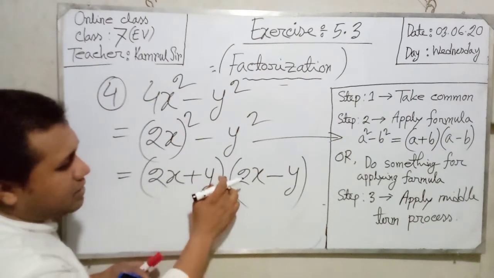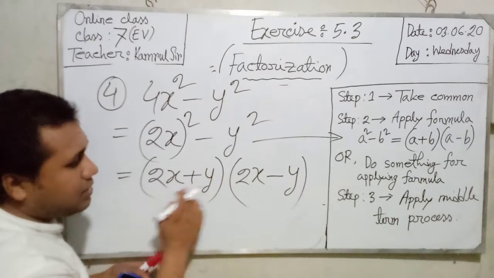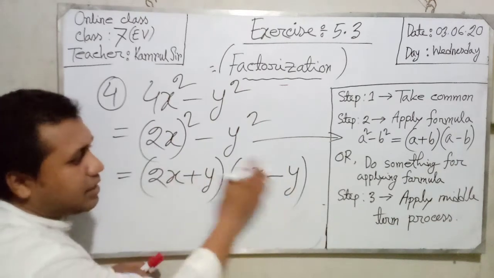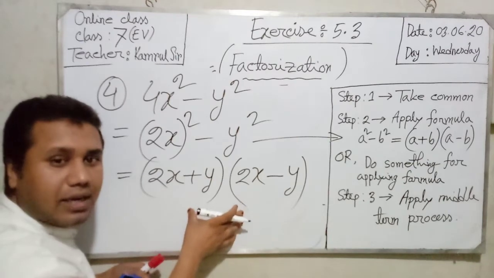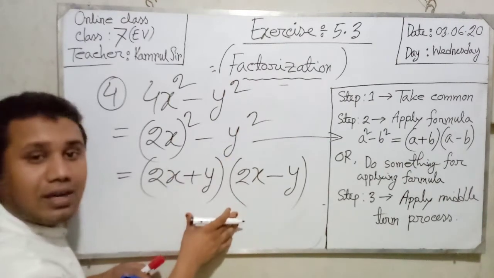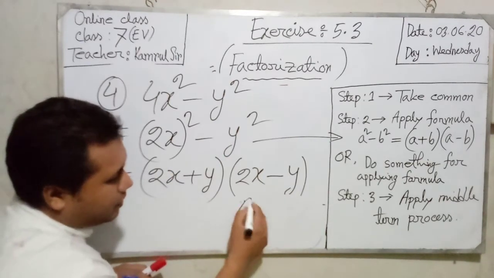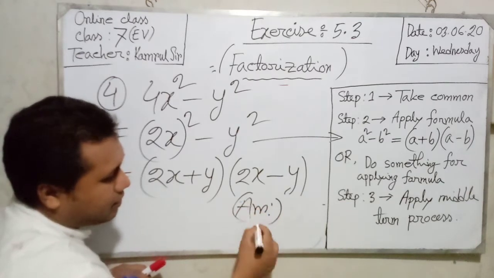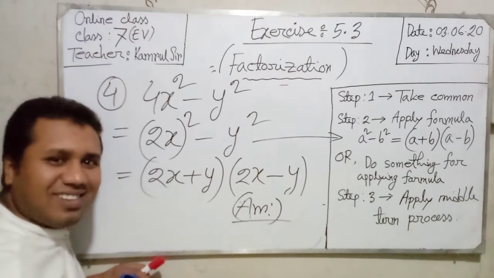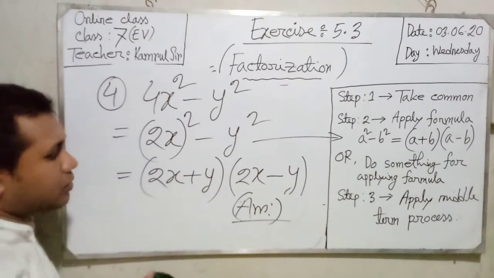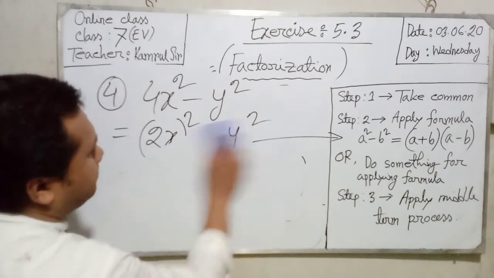So look, this is the multiplication process. That means this and this are multiplied. This indicates a product. That means single term, one term. So we can say our factorization is complete. So this is our answer. Clear? Okay. Now we can go to our next problem.